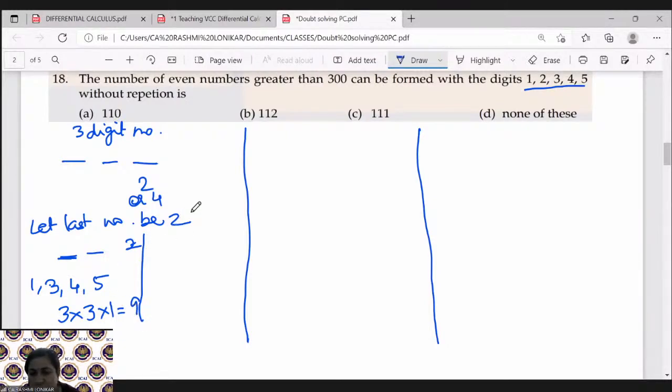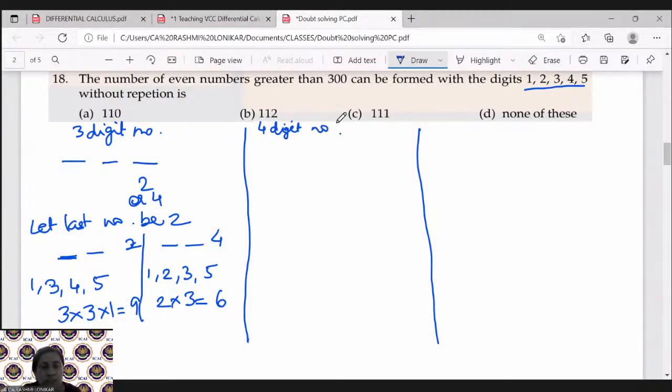Now what happens if the last number is 4? So dash, dash and 4. So 4 is already gone. What are the numbers remaining? 1, 2, 3 and 5. For the number to be greater than 300, can I have 1 here? No. Can I have 2 in the hundreds place? No. What are the numbers available? 3 and 5. So in this case, I have only 2 numbers from which I can choose. What happens in the next place? I have 1, 2 and 3. I can choose 1 also, 2 also. So I can have 3. So how many numbers are there? 6.